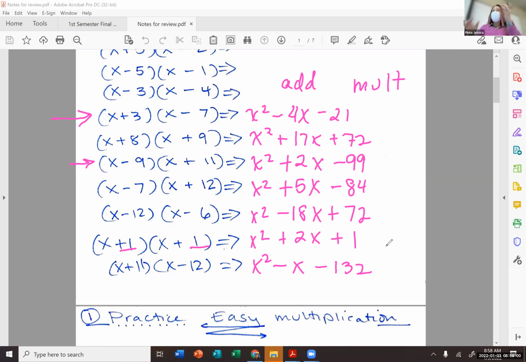Okay, cool. So we've done the multiplication. How are you guys feeling about this? Is this challenging? Okay, I hope that it is not challenging. As a result, we're going to do our practice of easy multiplication, which is over here. Practice easy multiplication.